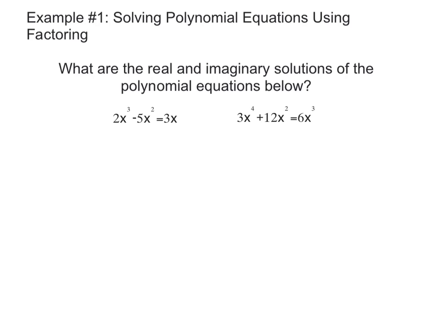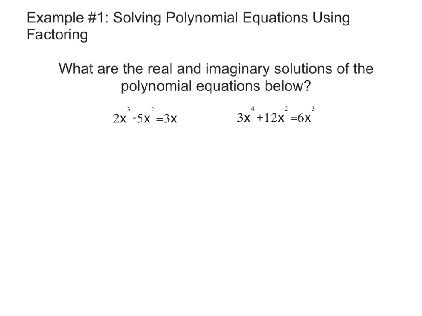So in example 1, we actually have two polynomial equations that we need to work on trying to find their real and imaginary solutions. So I'll do one and then erase the whole thing and then do the second, and there's our work. Alright, so for the first problem, we have 2x cubed minus 5x squared equals 3x, okay?